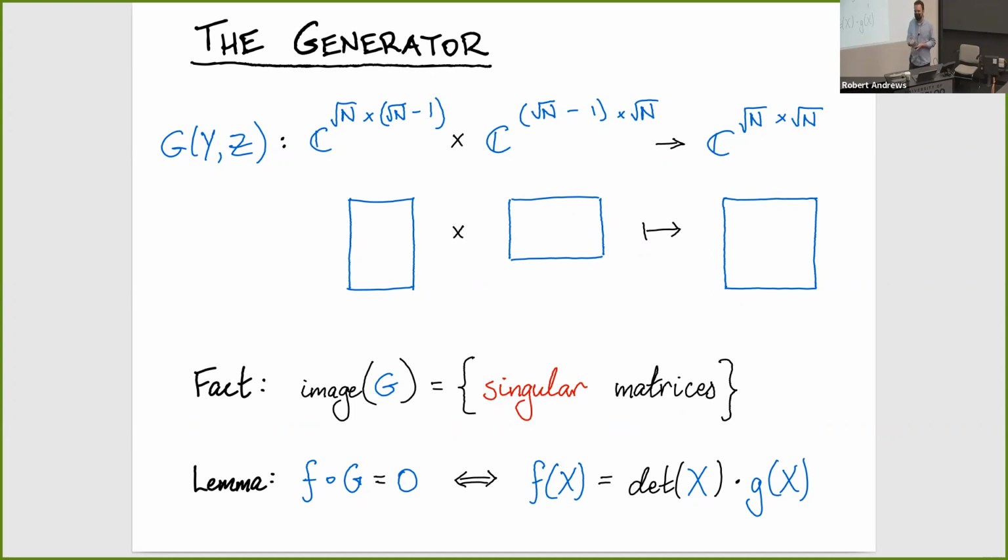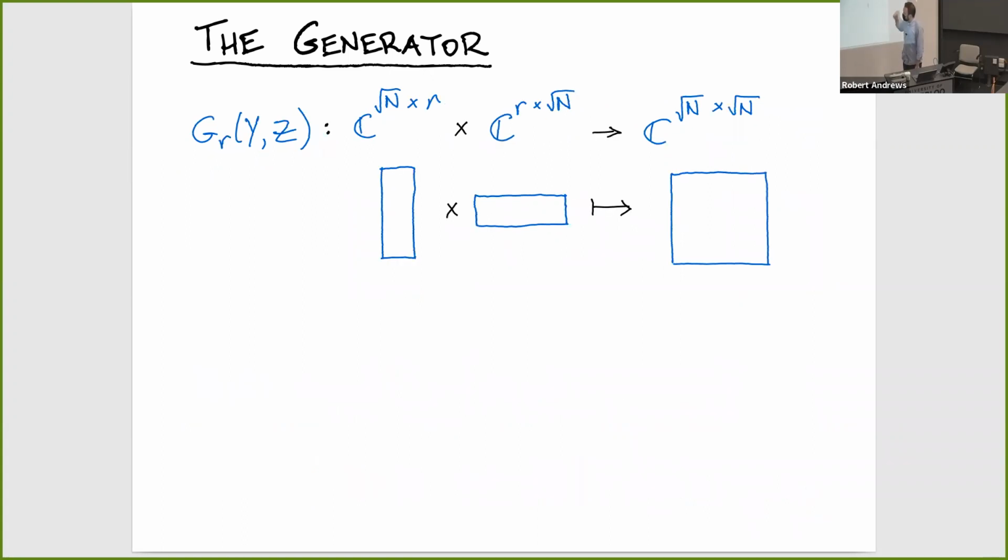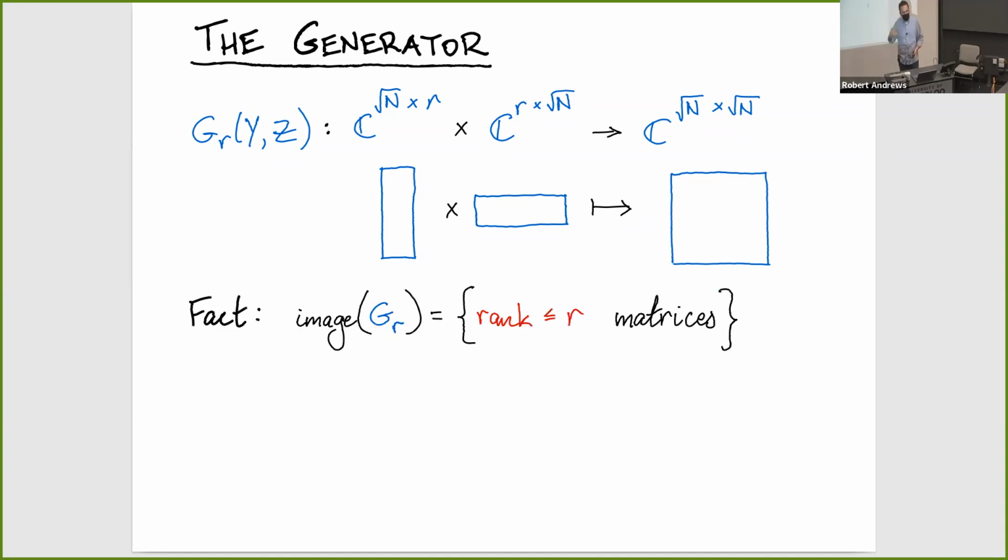So instead of just trying to distinguish between singular and non-singular matrices, let's try to distinguish between low-rank matrices and high-rank matrices. So I'll replace the generator now. Again, the generator will take two matrices as input, but the first matrix is root n by r, and the second is r by root n, and it takes their product and outputs that. And you can see that this generator outputs matrices of rank at most r.